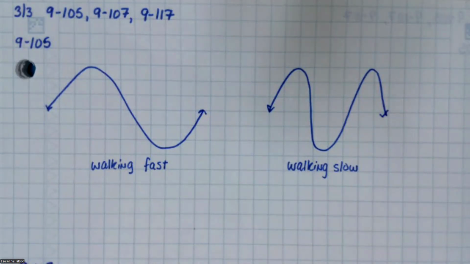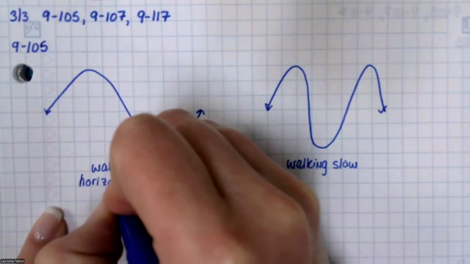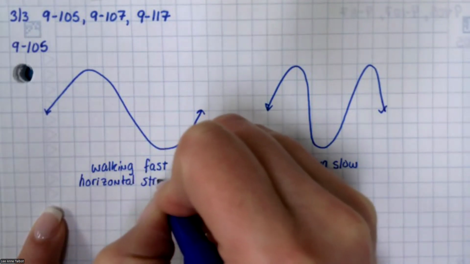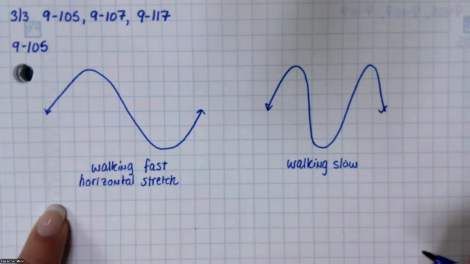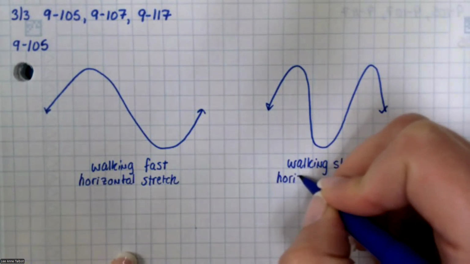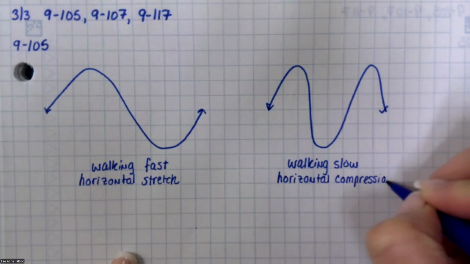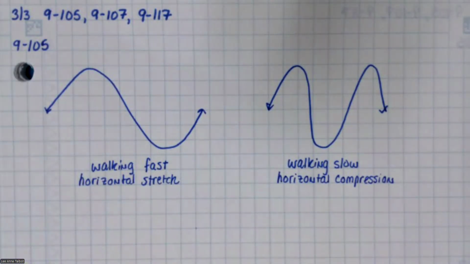We have never had a graph that behaves this way yet in math 1, 2, or 3. This is the first time. And this is called horizontal stretch. And this is called horizontal compression. I like to think of it as a slinky. You guys know what a slinky is? Yeah. You pull it out in horizontal stretch, you push it in horizontal compression.